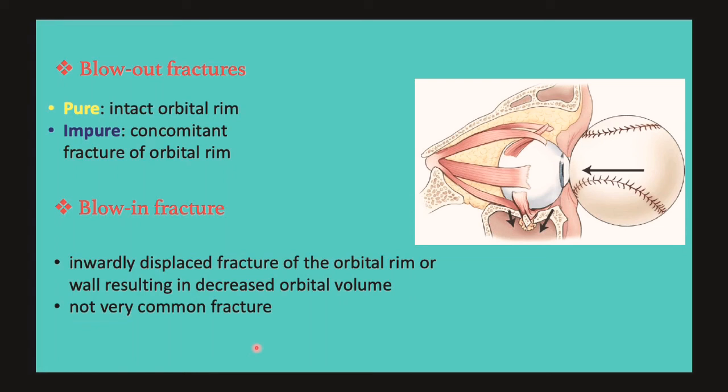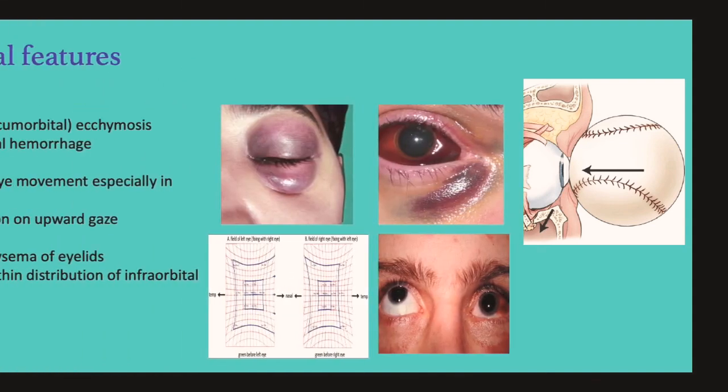Isolated orbital wall fractures occur in two ways, either blowout fractures or blow-in fractures. Blowout fractures include pure with intact orbital rim or impure with concomitant fracture of the orbital rim. In blow-in fracture, there is an inwardly displaced fracture of the orbital rim or wall resulting in decreased orbital volume. It is not a very common fracture.